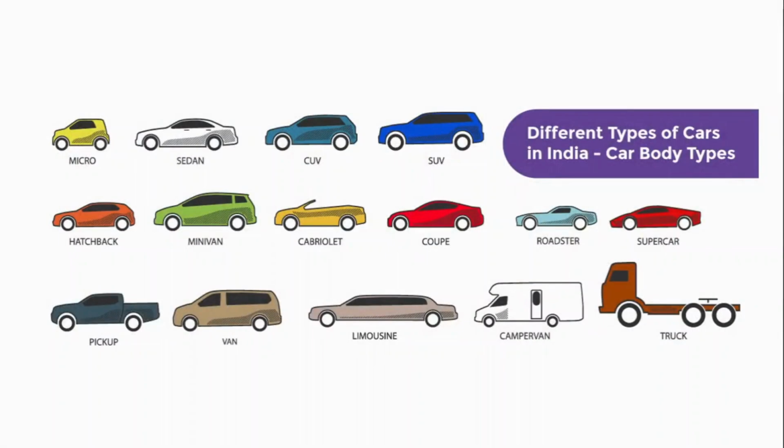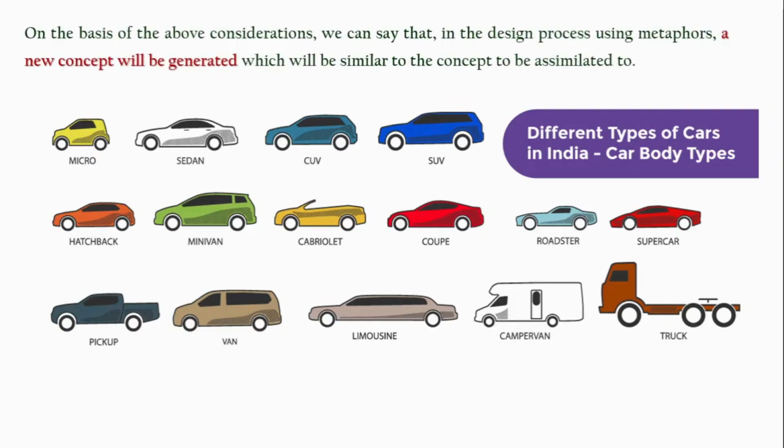Now coming to what you can see on the screen, there are different types of cars, right? Micro, sedan, CUV, SUV, hatchback, minivan, etc. So what is happening here, on the basis of the above consideration from the previous slide, we can say that in the design process using metaphors, a new concept will be generated which will be similar to the concept to be assimilated to, right? And this is known as first order concept generation.